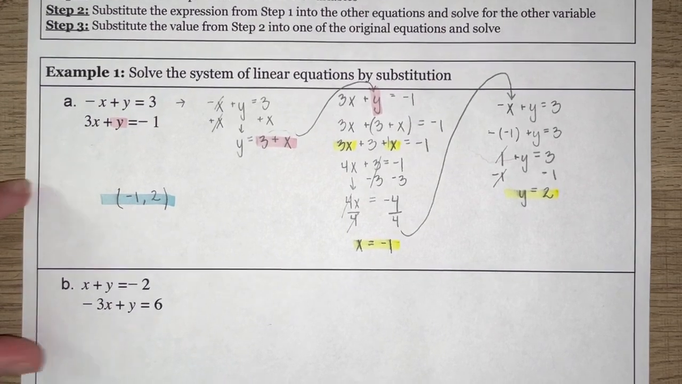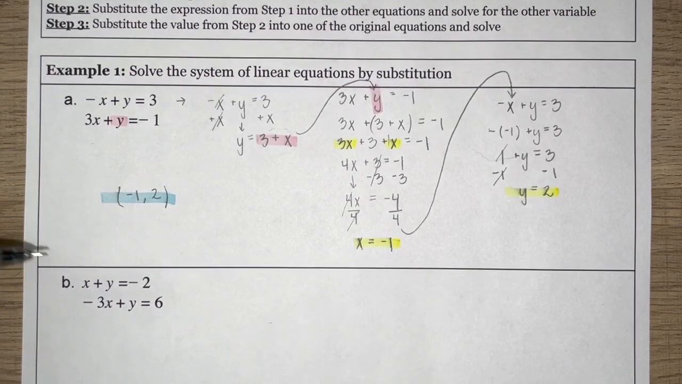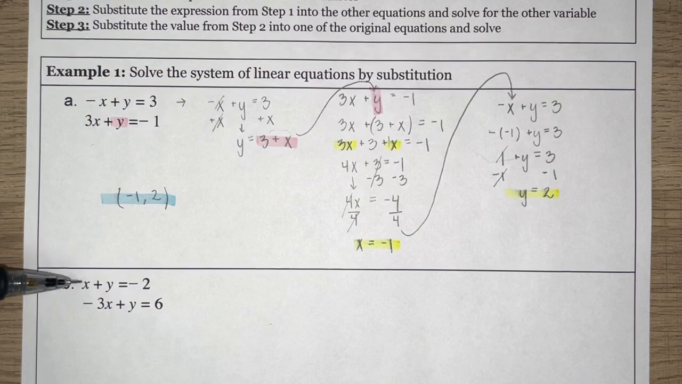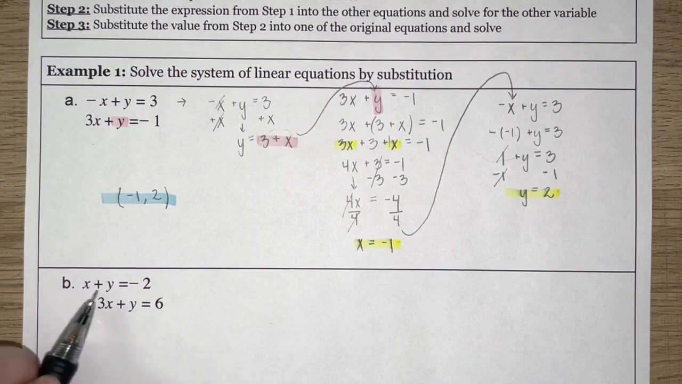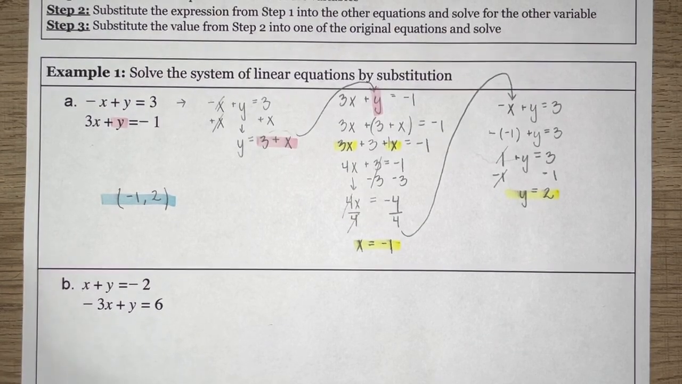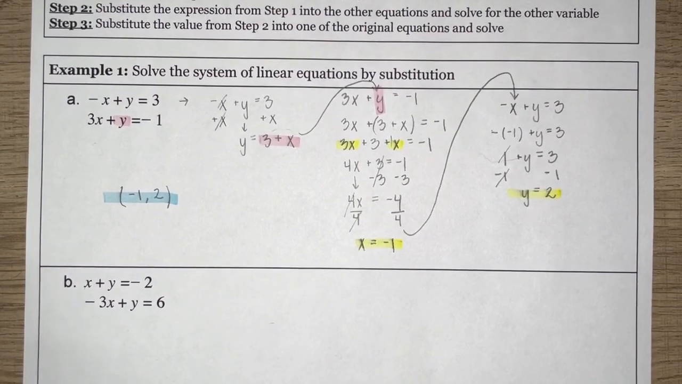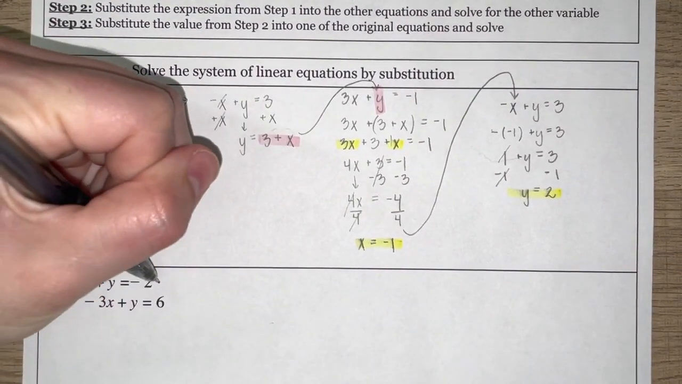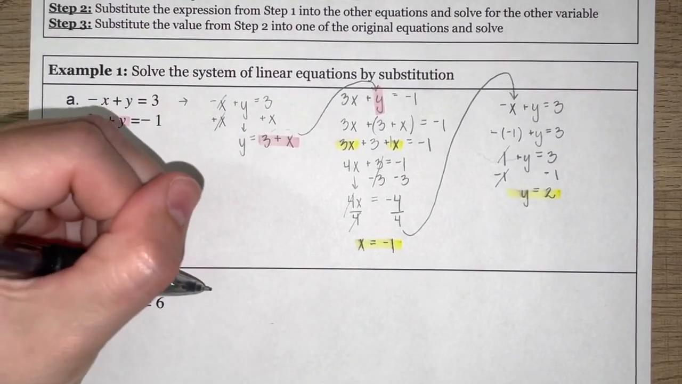So with example B, I'm looking for a variable that has a coefficient of 1. So like this x has a coefficient of 1, I can solve for that pretty easily. So does this y, and so does this y. So I could either solve the second equation for this y, or I can solve the first equation for either of the two variables, because they all have a coefficient of 1. So that makes it a little bit easier. So I'm going to solve the first equation for x. So I'm going to rewrite the first equation.